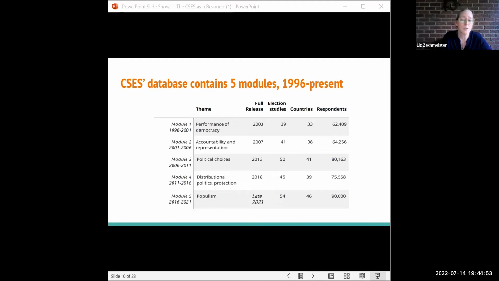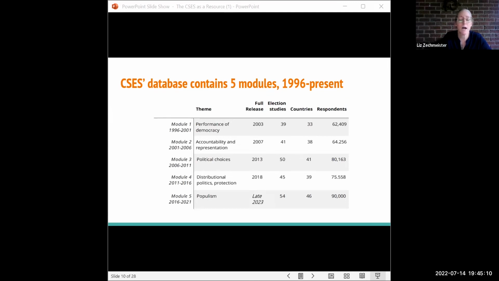The second module focused on accountability and representation. The third on the choices that people can make, on political choices. The fourth on distributional politics and social protection. The fifth, most recent one, on populism.